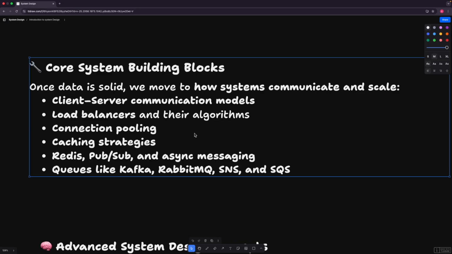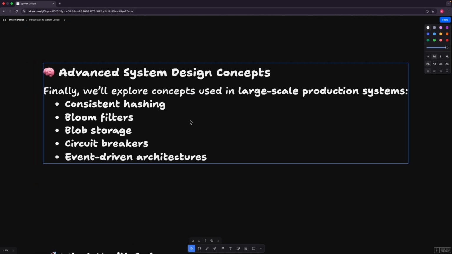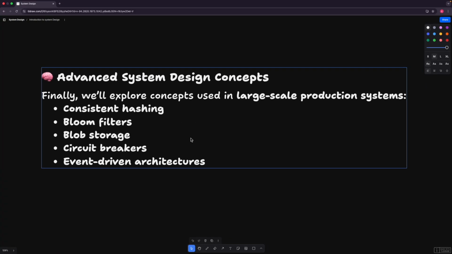Once we touch upon these things, I will be showing all of them in a hands-on manner. We'll be implementing a simple demo of all of this that will help you understand how they actually work. And then we'll move into a couple of advanced systems and concepts like consistent hashing, Bloom filter, blob storage, circuit breaker, and event-driven architecture.